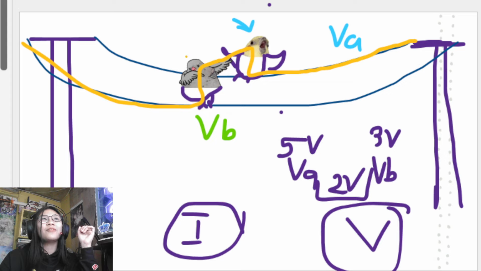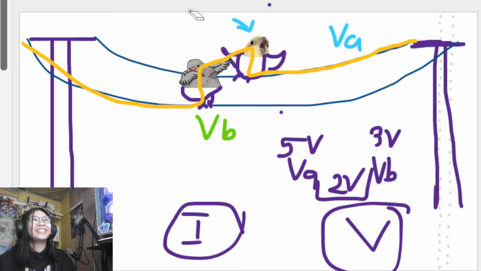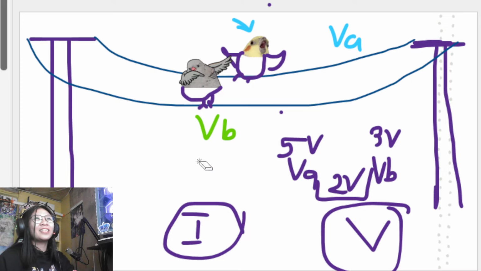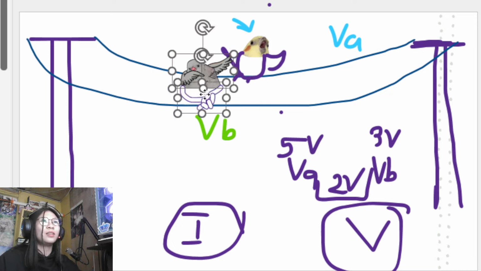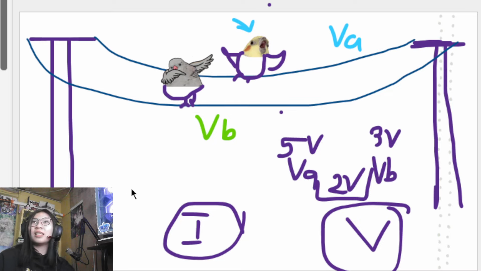If they are separated, then they will stay safe. They stay safe as long as the bird doesn't touch another wire, doesn't stick to another bird on the other wires, or, let's say, doesn't touch another object while being on that wire.